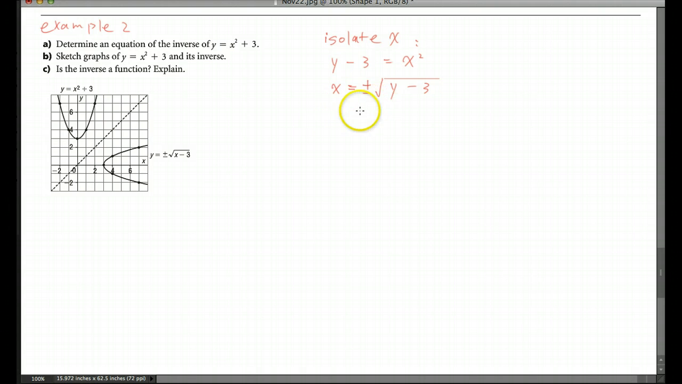And then you switch x and y. So you get the inverse: y equals plus minus the square root of x minus 3. So you switch to y, so you get this. So done, we got an inverse. And that's A.